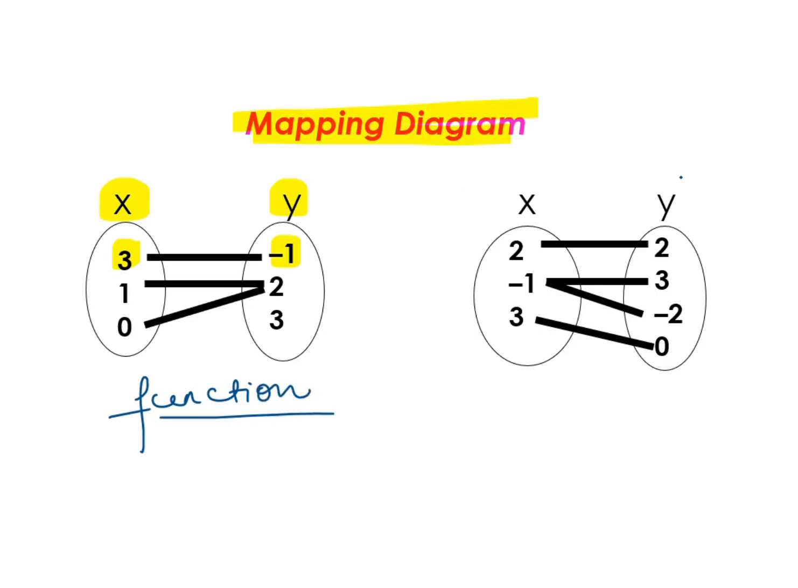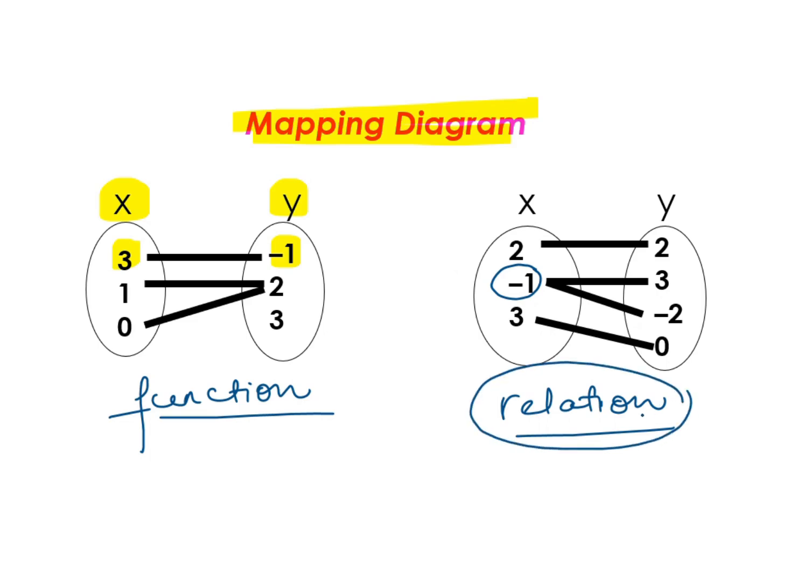But the second one is not a function. It is just a relation, because for this given value of x, you have two possible y values. -1 corresponds to 3 and also -1 corresponds to -2. So this is a relation and not a function. In mapping notation, if the relationship lines are converging, it is still a function. But if the relationship lines are diverging, then it is not a function.